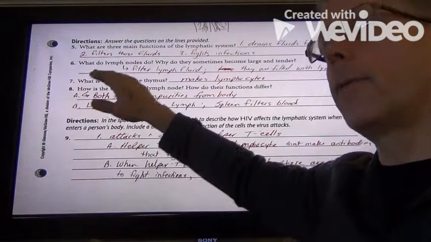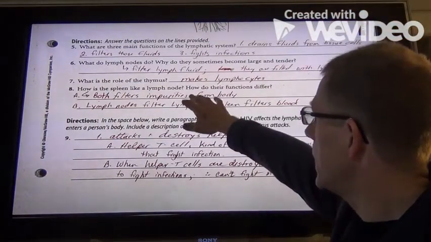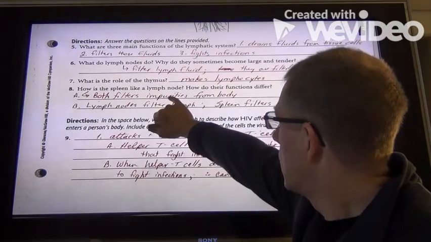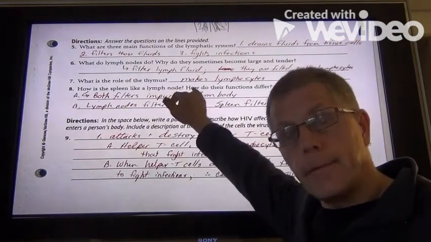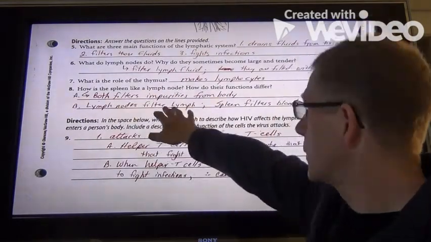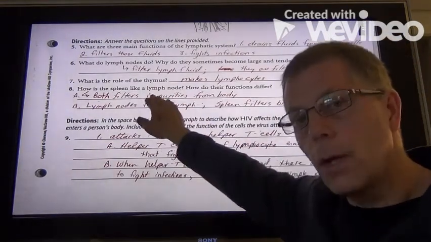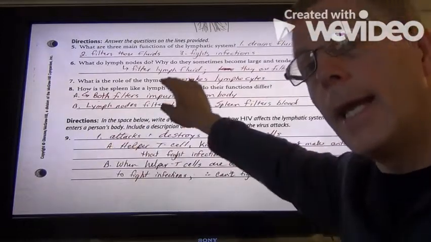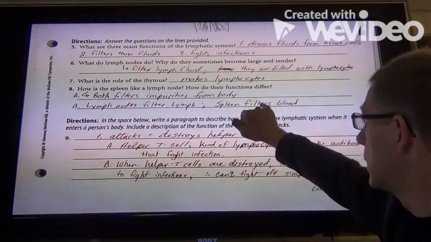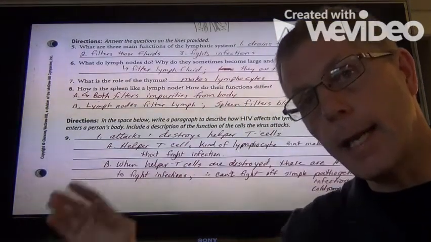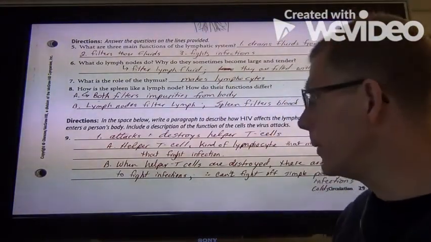Leukocytes are another type of white blood cell. Number 8, how is the spleen different than a lymph node? Well, they're like a lymph node and different from a lymph node. They're alike because they're going to filter the impurities, but they're different because the lymph nodes will filter the lymph, and the spleen will filter the blood, taking out the dead, bad red blood cells that aren't helping you anymore.